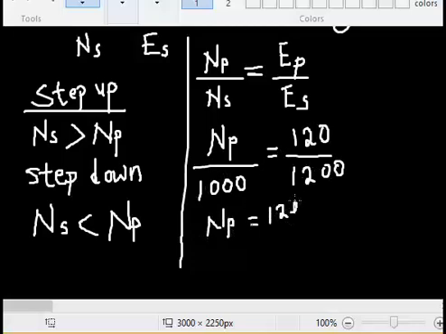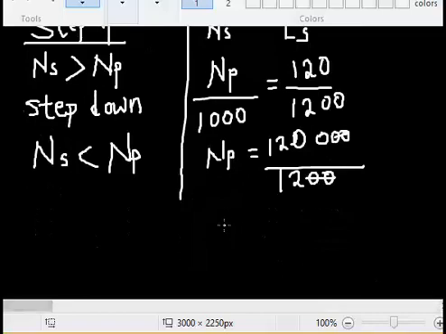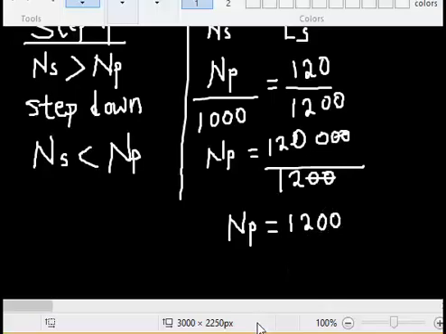That simply means that NP is going to be equal to 120 times 1000, that's going to be 120,000, then divide by 1200. So I've got NP now. Number of turns of the primary is 1200. Am I mistaken?